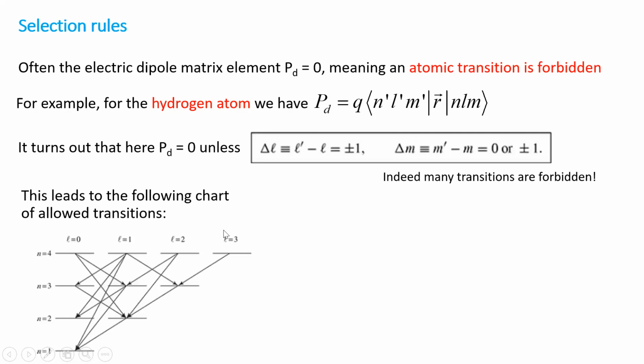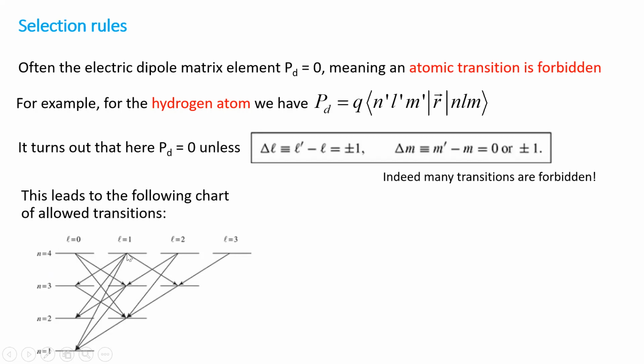So let's visualize this. Here's a chart of allowed transitions for the first 4 N's and the associated L's. So for N equal 2, for example, L goes from 0 to 1, because L goes from 0 to N minus 1. So let's look at a particular case and look at the allowed transitions. Let's look at N equal 4, L equal 1.